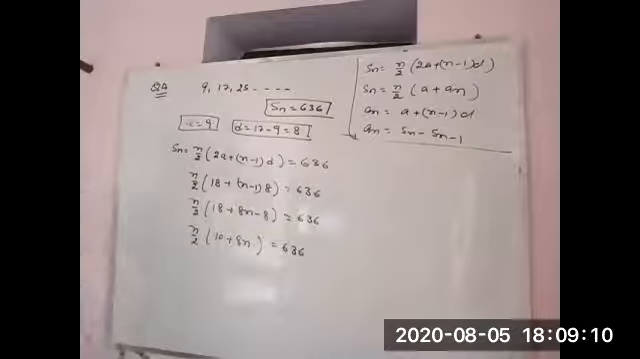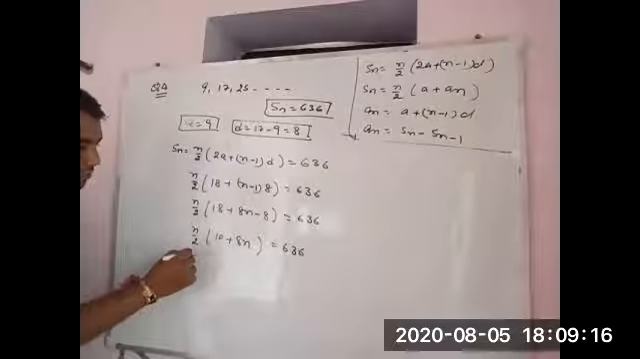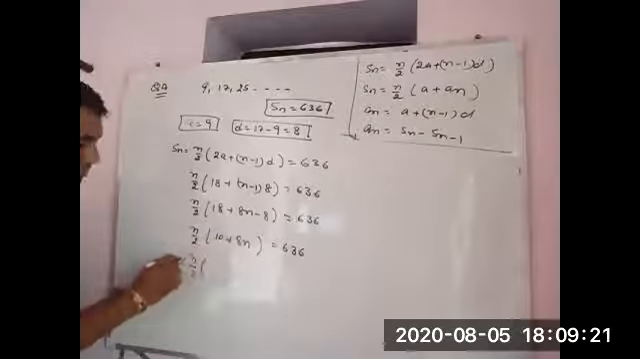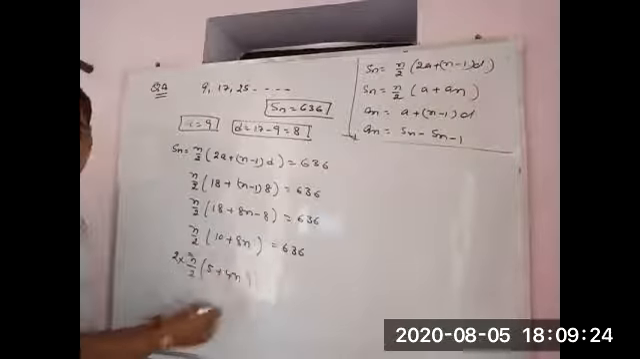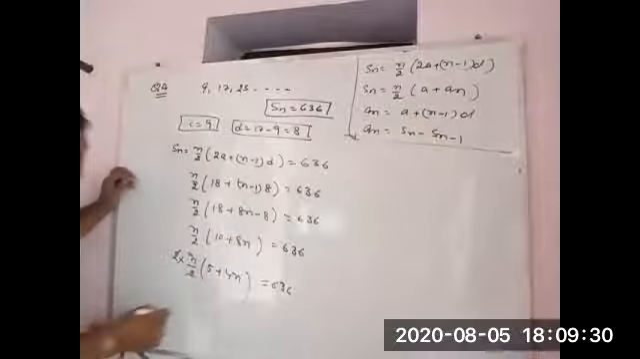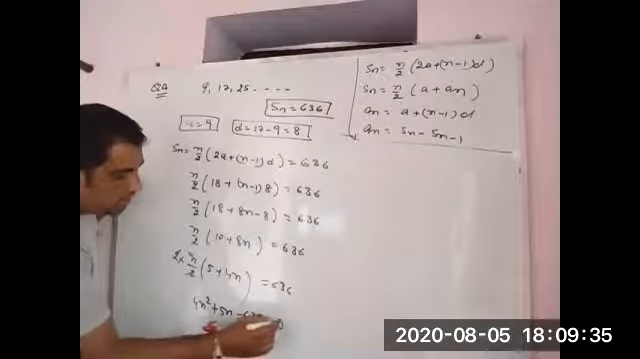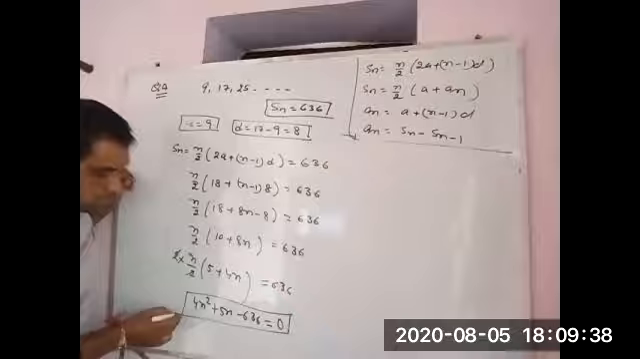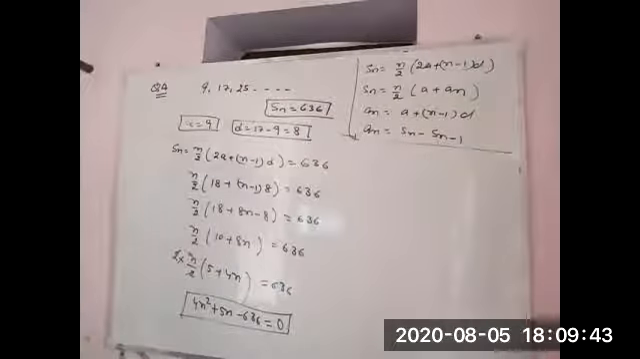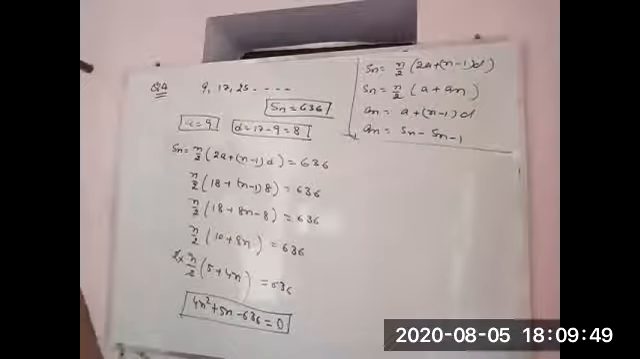Yes. Now n by 2, what is common here? 2 is common. 5 plus 4n equal to 6, plus 5n minus 6 equal to. Splitting of middle term आप जानते हैं, you will find the value of n.